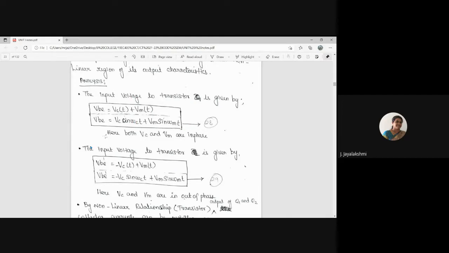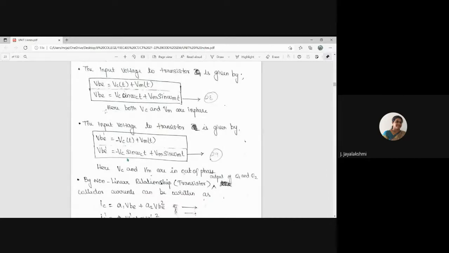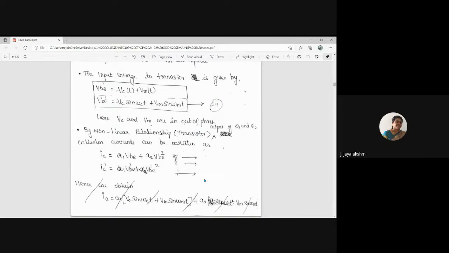At the input of the second transistor, as I said, the collector current's second half is going to be fed, so negative half cycle. So this will be minus Vc sin omega ct plus Vm sin omega ct. Of course, this Vc and Vm are out of phase. So what will be the current to the first transistor, and this is the current to the second transistor.